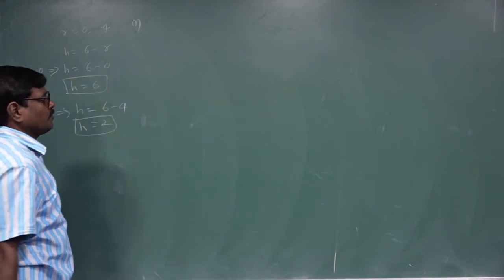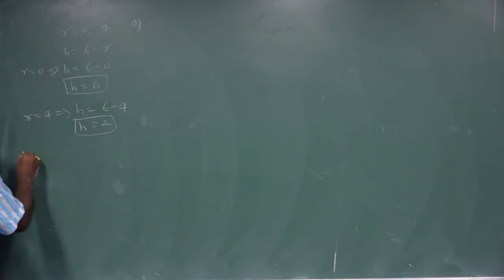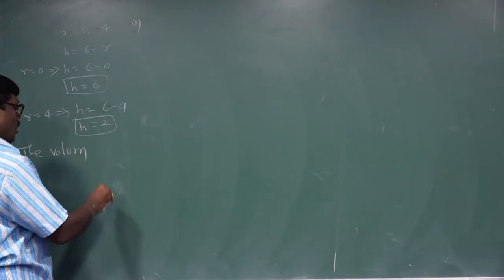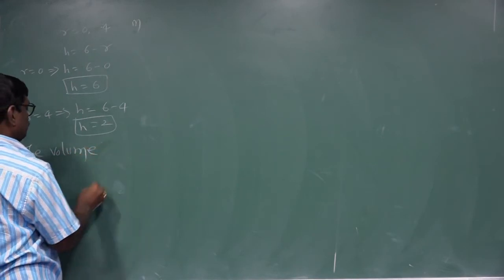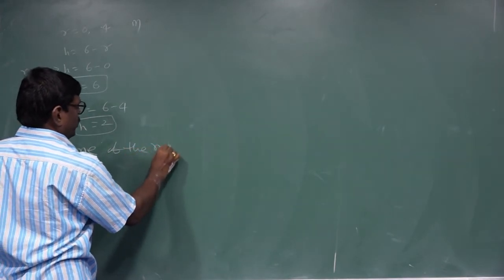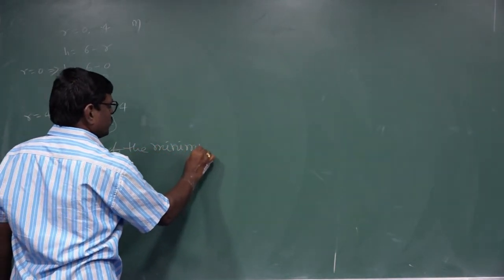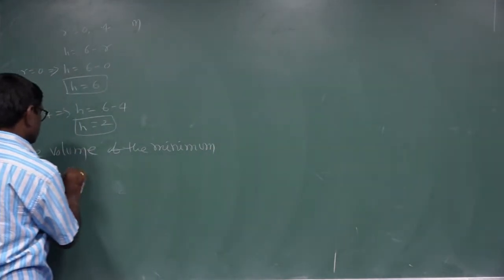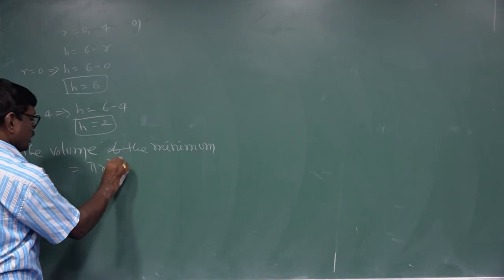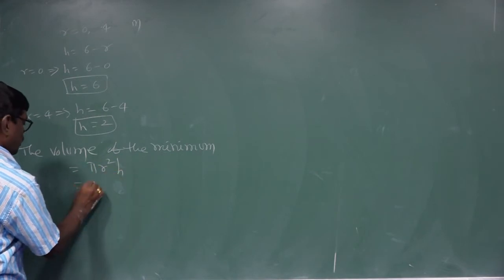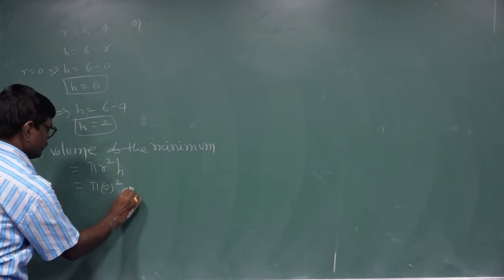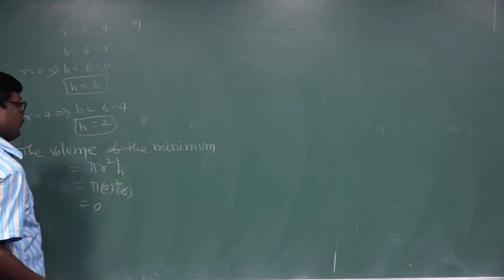The value of the minimum: V is equal to pi r square h, pi into 0 whole square into h value is 6, equal to 0.